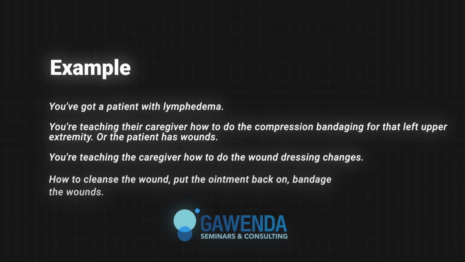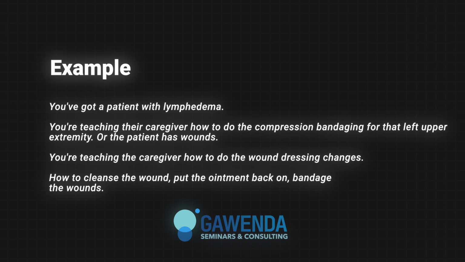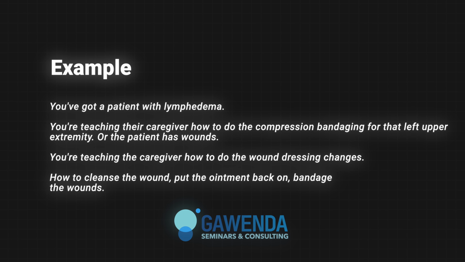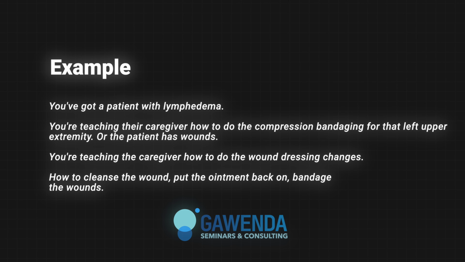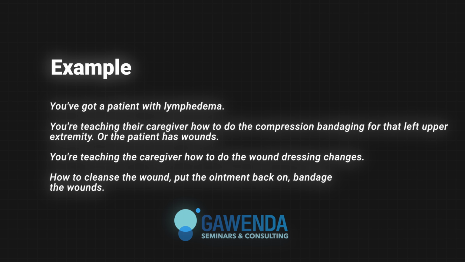They're just not there. Now, with these 3 codes, you are teaching the caregiver or caregivers how to do the task for the patient. So the key word is do the task for the patient. So a couple of examples. Maybe you got a patient with lymphedema. You're teaching their caregiver how to do the compression bandaging for that left upper extremity. Or the patient has wounds. You're teaching the caregiver how to do the wound dressing changes. How to cleanse the wound, put the ointment back on, bandage the wounds.